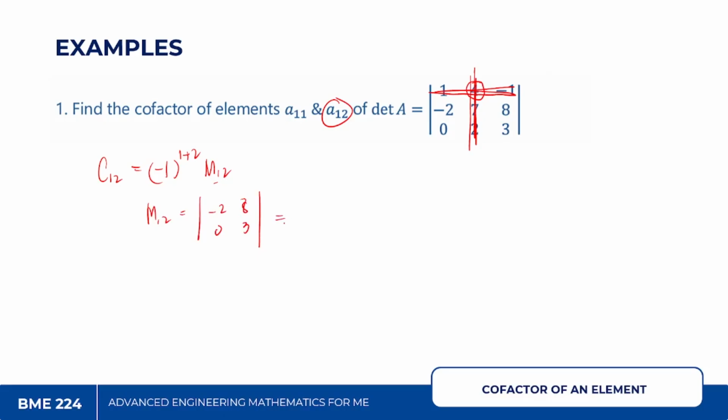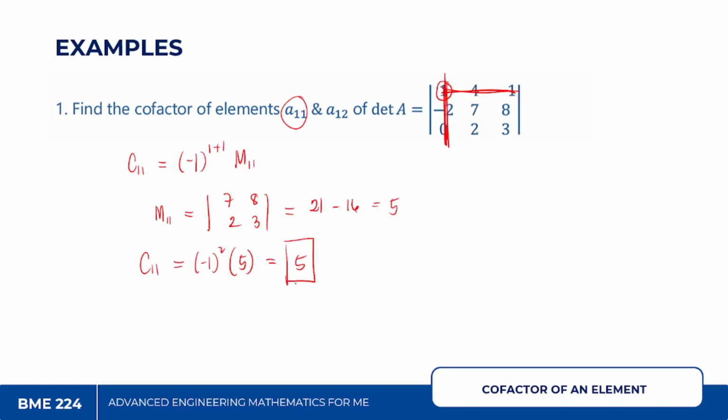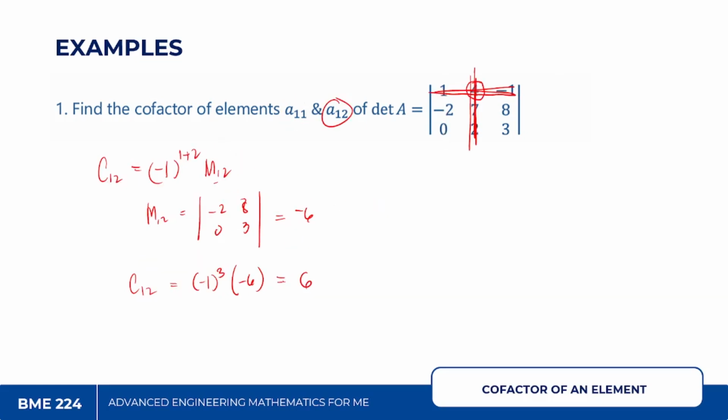Okay, as you can see, this is equivalent lang. Negative 2 times 3, that is negative 6. 0 times 8, that is 0. Kaya, negative 6 lang. Therefore, your cofactor of element A12, C12, is equivalent to negative 1 raised to 1 plus 2, which is 3, then times negative 6. Since negative 1 raised to the power of an odd number is always negative, negative times negative would be equal to positive. Okay? So, tama ba? Yes, tama. Positive 6. Nakuha nyo ba? I hope nakuha nyo.